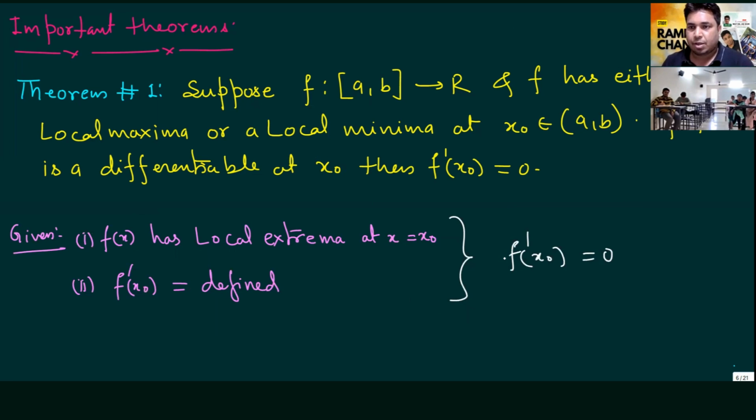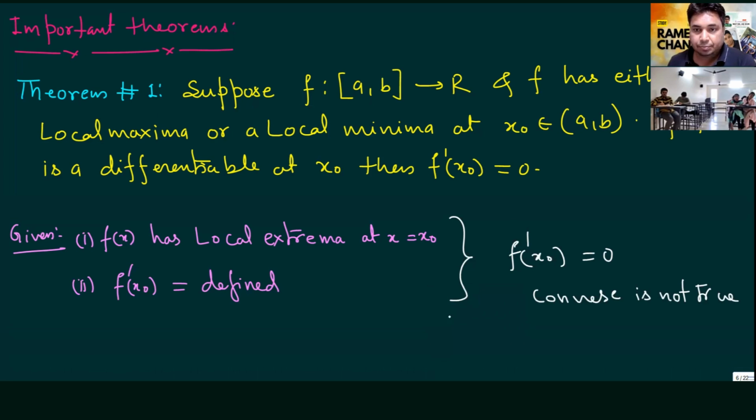0. Meaning, if the function has local extrema at x equal to x naught, and f dash x naught is defined, meaning it is differentiable at x naught, in that situation the function's derivative at x naught equals 0. But the converse is not true. You need to understand it. The converse is not true.